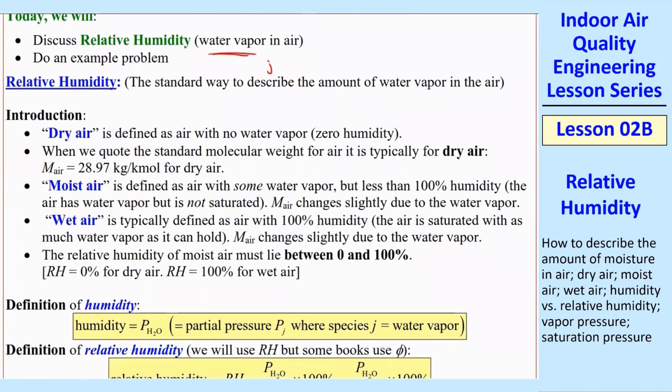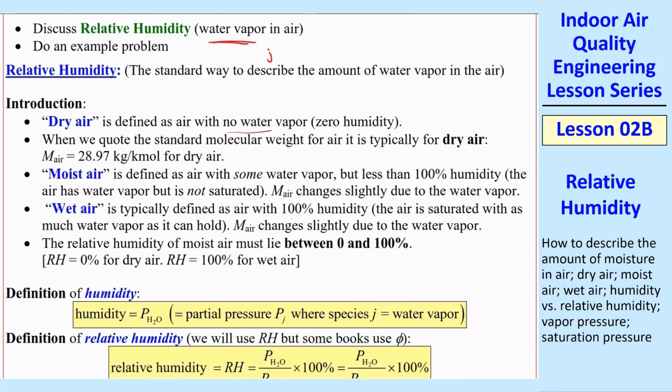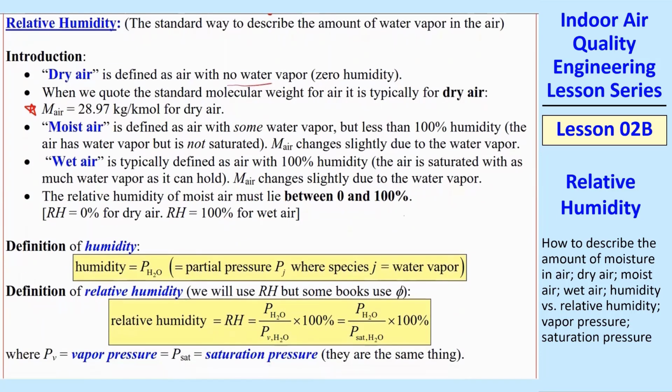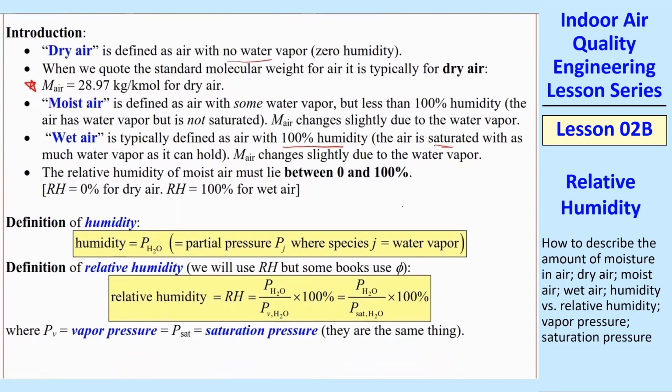By introduction, dry air means there's no water vapor, or zero humidity. And so when you see this M-air molecular weight 28.97, that's for dry air. Moist air is air with some water vapor, but less than 100% relative humidity, not saturated. And then wet air is defined as air with 100% humidity. It's saturated with as much water vapor as it can hold. And of course, the molecular weight will change because it's a mixture of gases, one of which now is water vapor.